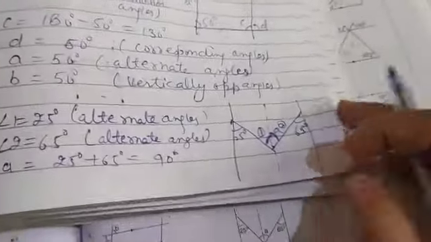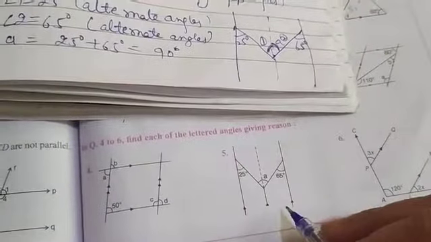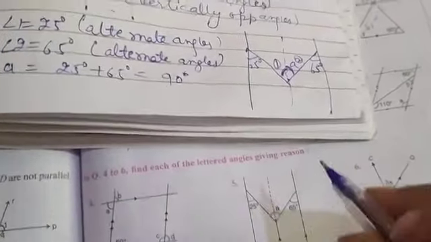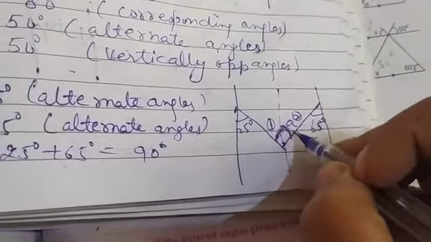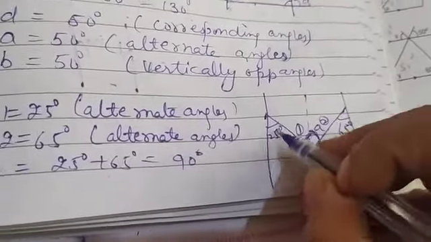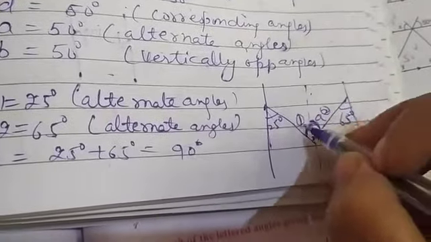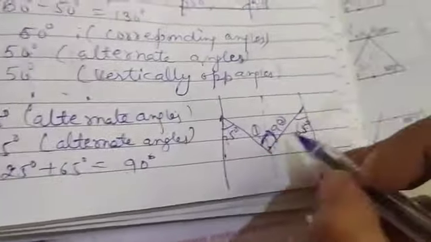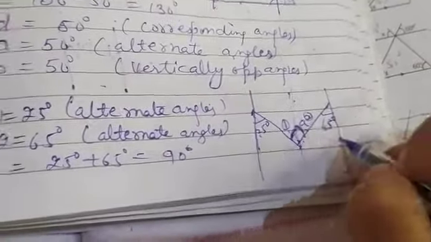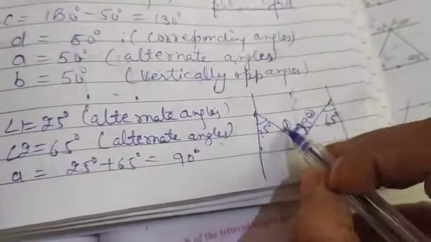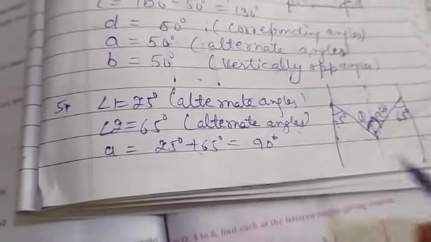In the fifth, see there is a figure. You have to calculate X. So let us suppose this half angle is 1 and this half angle is 2, and we have to calculate the complete angle A. See, a Z is forming, so 1 is equal to 25, alternate angle. Again, a Z is forming, 2 is equal to 65, alternate. A means 1 plus 2, 25 plus 65, 90 degrees.